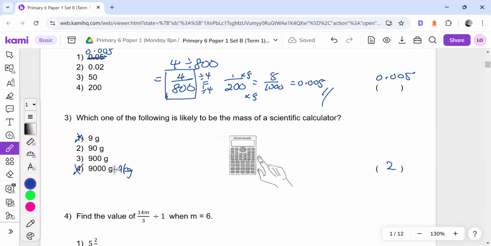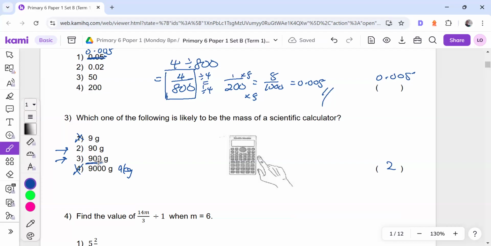Then it's either number 2 or number 3. Right? So do you think it's number 3? What is number 3? Number 3 is the mass of a loaf of bread. You go to the supermarket, NTUC, you buy a loaf of bread. I think that's about 500 grams, right? About 400 grams, something like that.